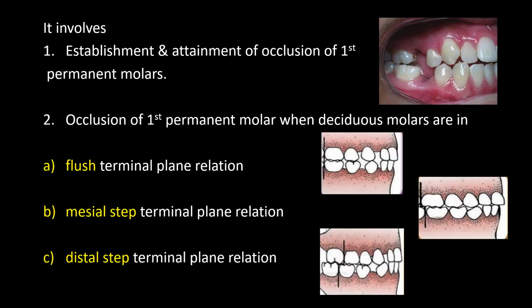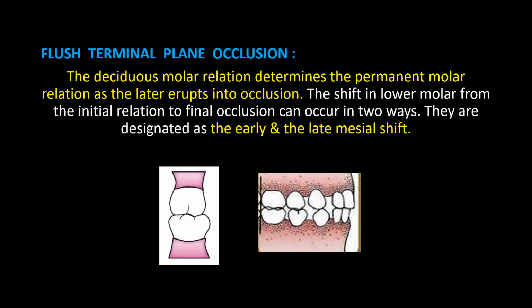It involves establishment and attainment of occlusion of the first permanent molars, and the occlusion of the first permanent molar when the deciduous molars are in flush terminal plane relation, mesial step terminal plane relation and distal step terminal plane relation. Flush terminal plane occlusion: the deciduous molar relation determines the permanent molar relation as the latter erupts into occlusion. The shift in lower molar from the initial relation to final occlusion can occur in two ways. They are designated as the early and the late mesial shift.